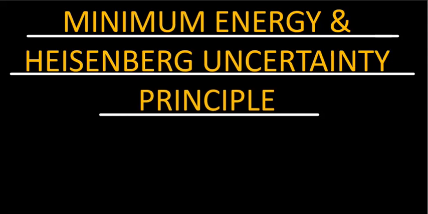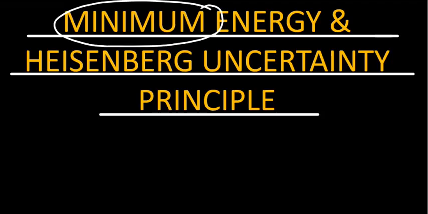In today's video, we will show you how to determine the minimum energy or the ground state energy of a quantum harmonic oscillator using the Heisenberg uncertainty principle. Before we get to the quantum case, let's briefly look at the classical case.